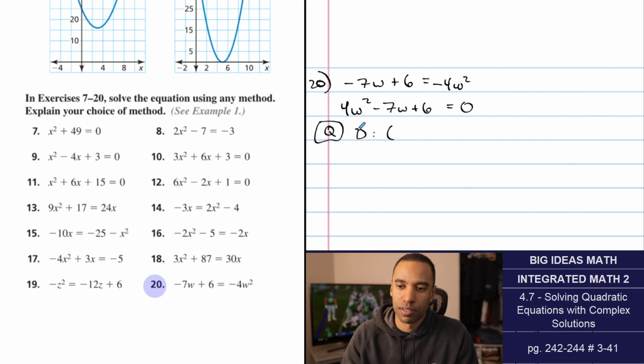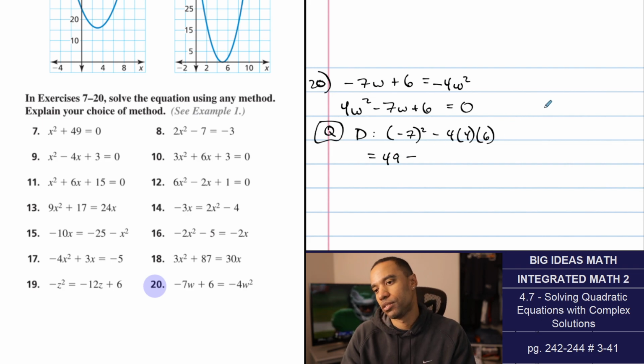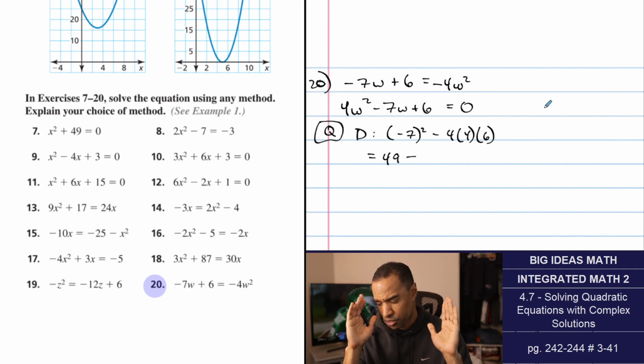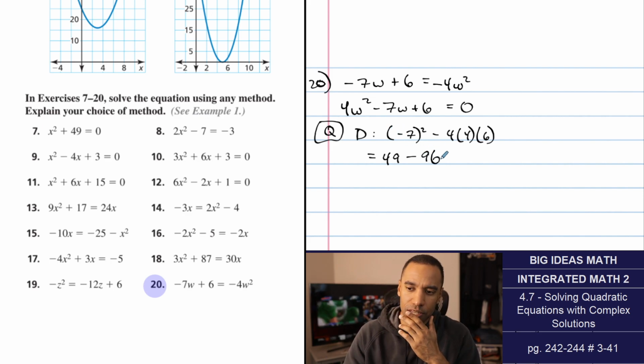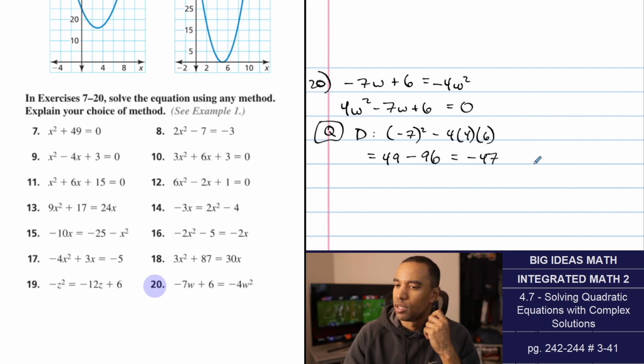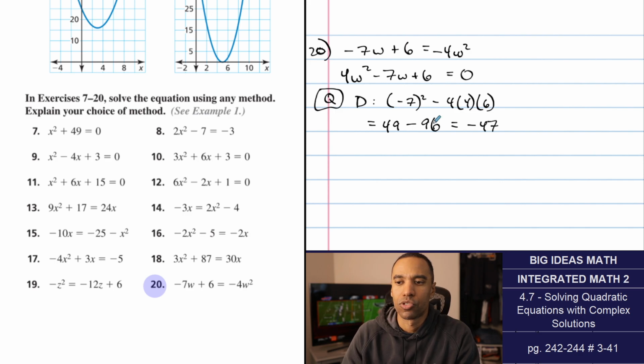Discriminant is, that's a D, is b squared minus 4ac, which is 49 minus, not factorable, non-real solutions here. 24 times 4 is 96. 96, which is negative, why am I so bad at these days? 47? Negative 47. So I think we can answer this all in one fell swoop.